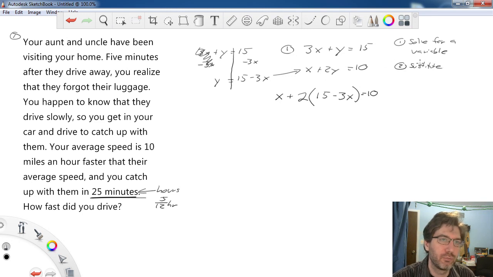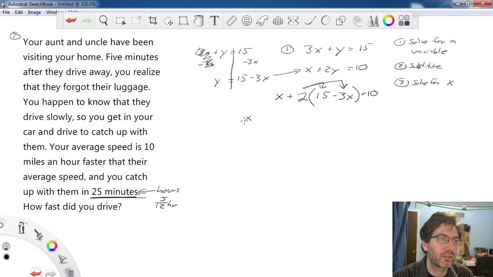Substitute, however you spell it. And then you're going to solve for x, so then we have to solve for x in this case. And again, you're going to use your algebra tools that you know. Looking at it, you know the distributive property. 2 is going to be distributed to 15, and 2 is going to be distributed to negative 3x.